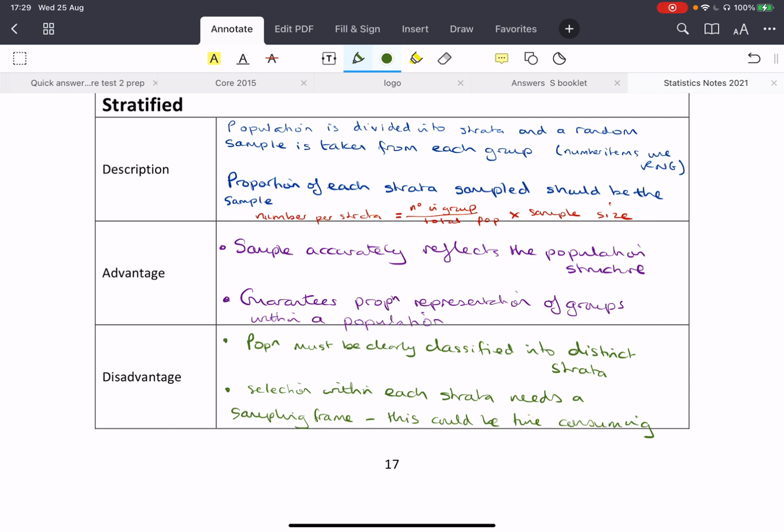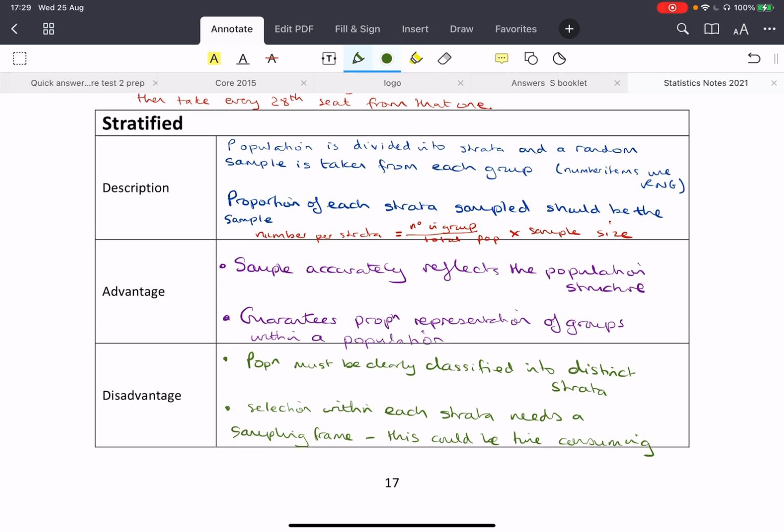So proportional stratified sampling is another way of thinking about what stratified sampling is. Okay.